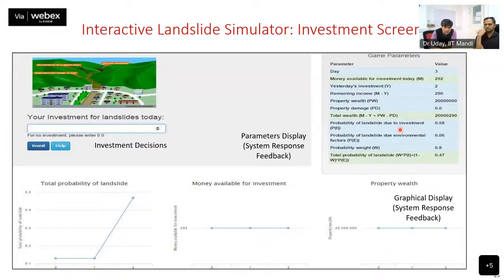So we have taken some assumptions, and you can also see the probability of the investment, the probability of the environment, and the weighted probability, and even the weight. In this case, we have given control to the person to be able to affect the outcomes. And you can see how the total probability, this weighted sum, is changing over time. You can also see how much money is available for investment based on the income of the person, and how much property wealth there is for the person.